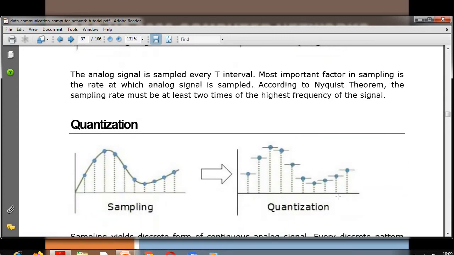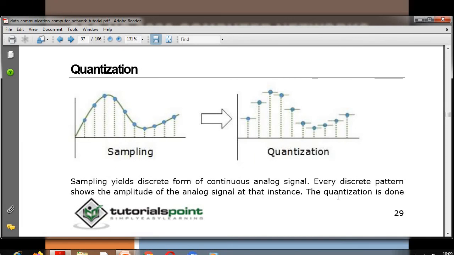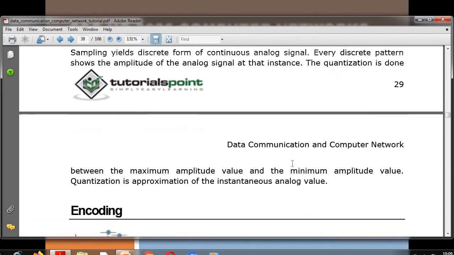Now next, quantization. Sampling we have done, then we do quantization in this way. Sampling gives discrete values for quantization. Every discrete pattern shows the amplitude of the analog signal at that instant. Quantization is done between the maximum amplitude value and the minimum amplitude value. Quantization is an approximation of the instantaneous analog value.